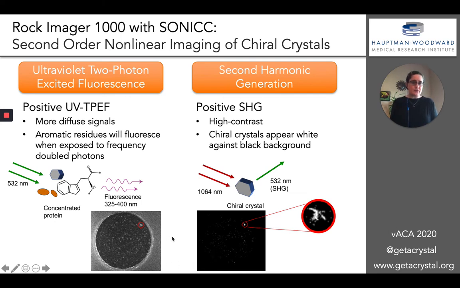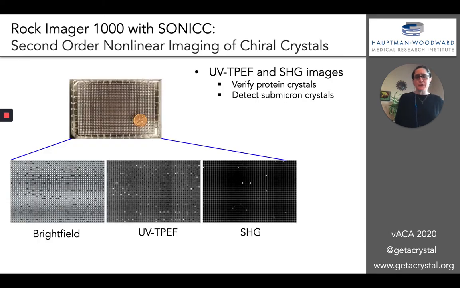And this is an example that you will actually see again later. So for all of the experiments that we screen at the Crystallization Center, we make use of the Rock Imager 1000 with Sonic. This enables us to really quickly verify protein crystals and to detect submicron crystals, and I'll show you some examples of that in a second. So we image everything. This is one of the experimental plates with 1536 conditions, with bright field, UV TPF, and SHG.